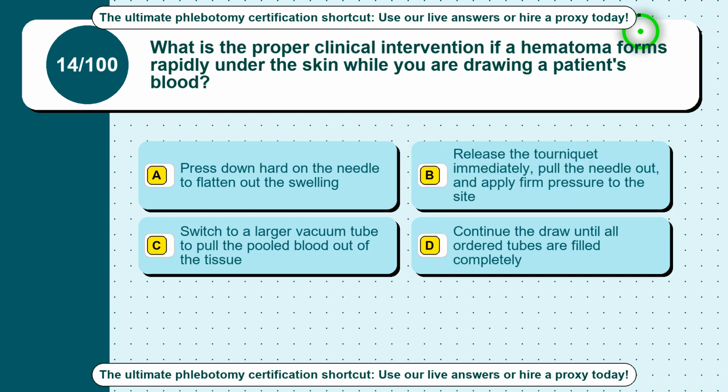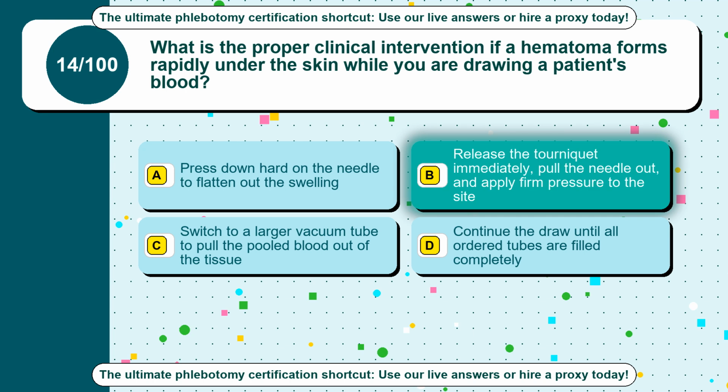Question 14. What is the proper clinical intervention if a hematoma forms rapidly under the skin while you are drawing a patient's blood? Option A. Press down hard on the needle to flatten out the swelling. Option B. Release the tourniquet immediately, pull the needle out, and apply firm pressure to the site. Option C. Switch to a larger vacuum tube to pull the pooled blood out of the tissue. Option D. Continue the draw until all ordered tubes are filled completely. The correct answer is option B.